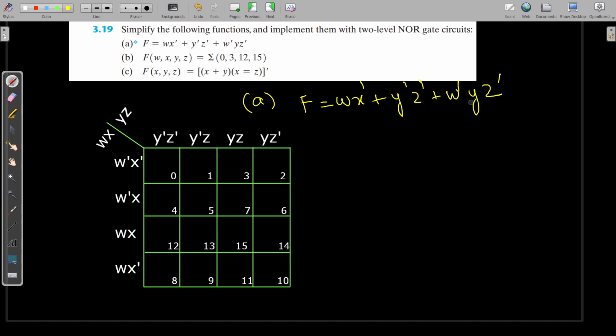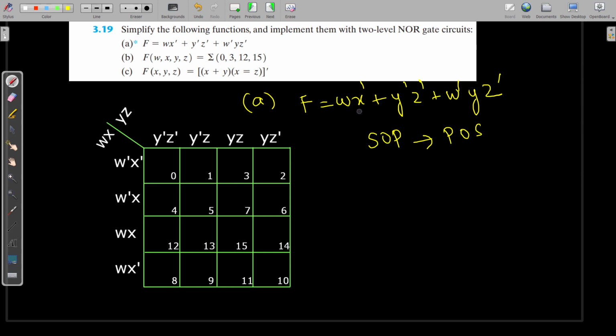So this is the problem, and we are asked to implement the function using two-level NOR gates, but this is available in SOP form, and this SOP form must be converted into POS. Then only it is easier for us to implement it using two-level NOR gates. Okay, so first let's mark the minterms into this K-map.